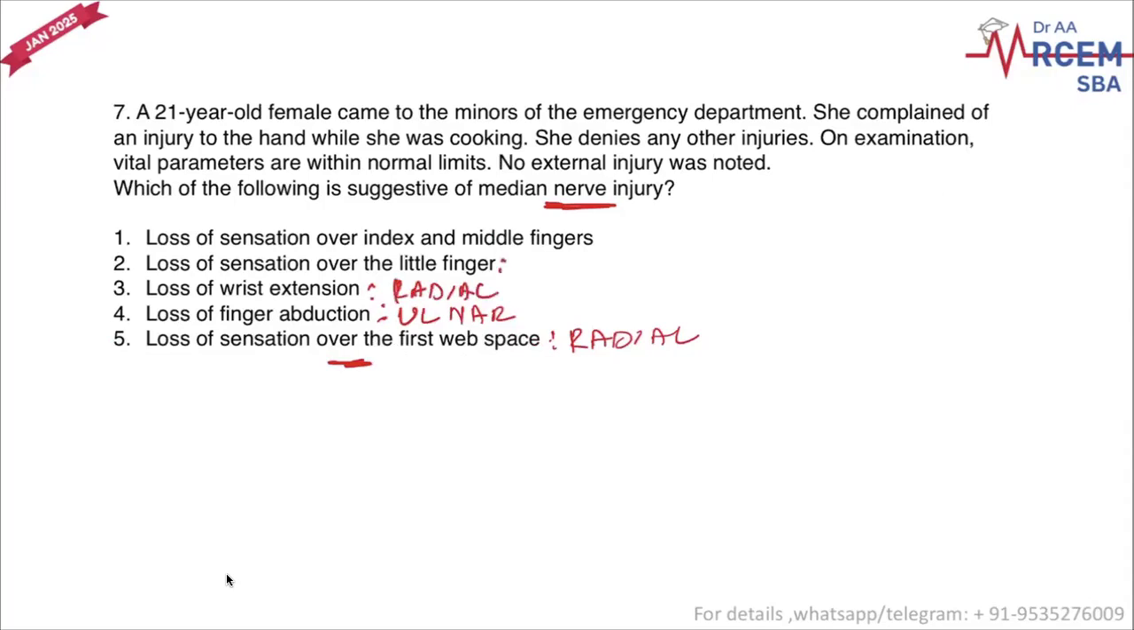Loss of sensation over the little finger, that is the medial half. Medial half, we always remember it is the ulnar nerve. Loss of sensation over the index and the middle finger: this is the median nerve. So this is the right answer here.